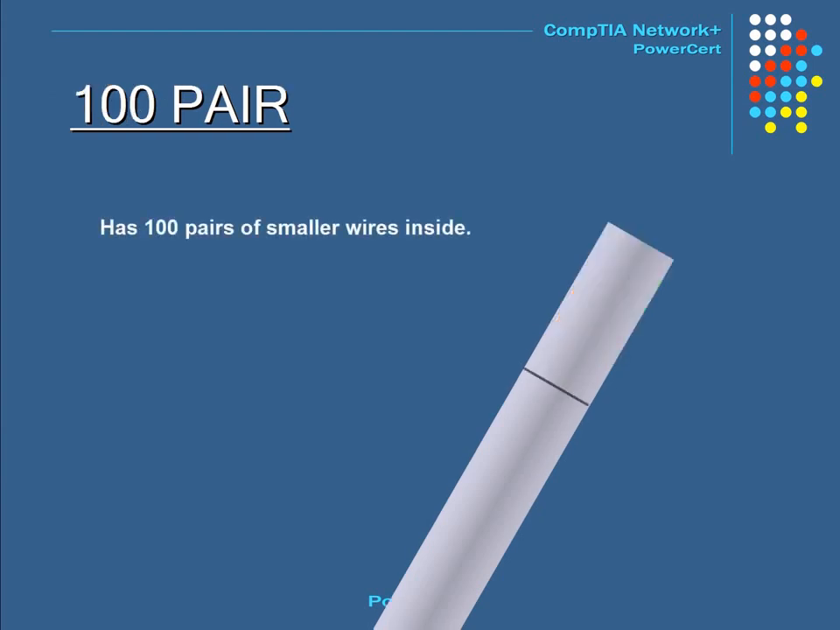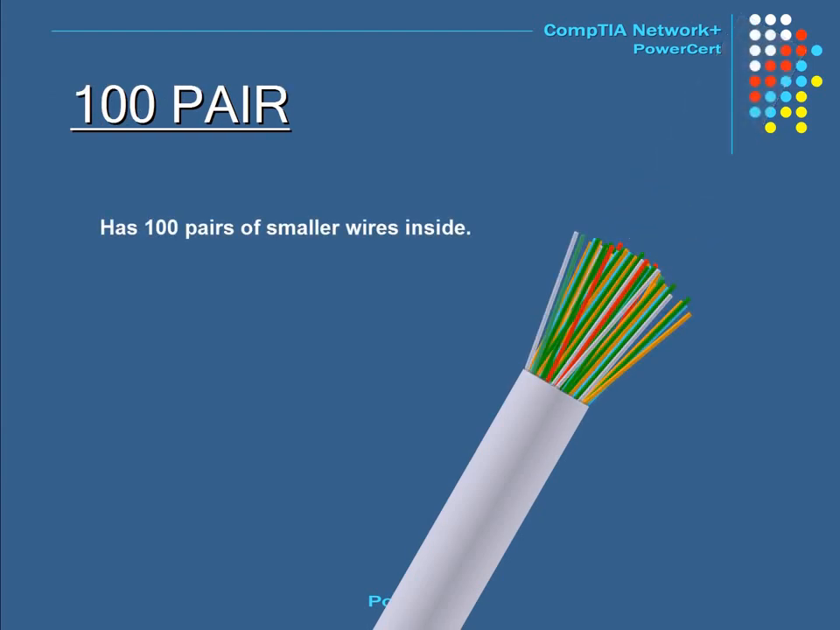And 100 pair has 100 pairs of wires inside. And these are used for larger industrial jobs compared to 25 pair. Each pair of wires is also uniquely colored to give 100 different two-color combinations.